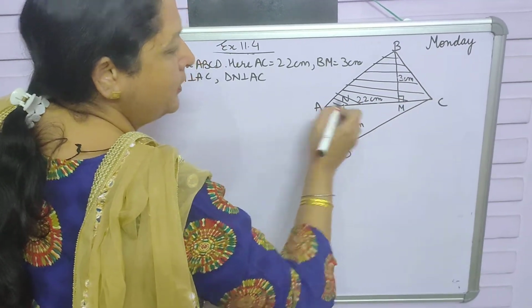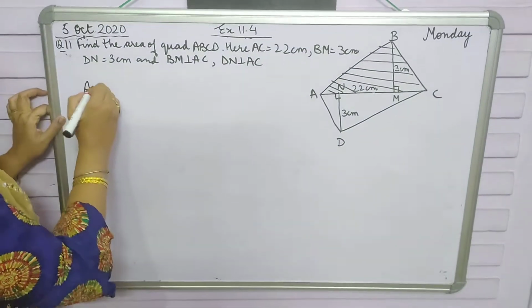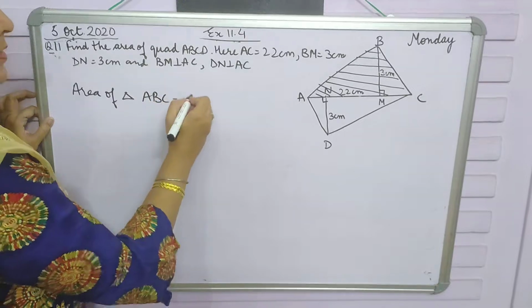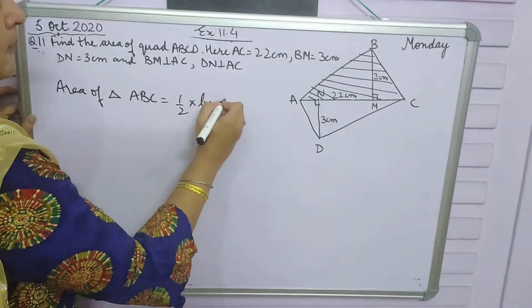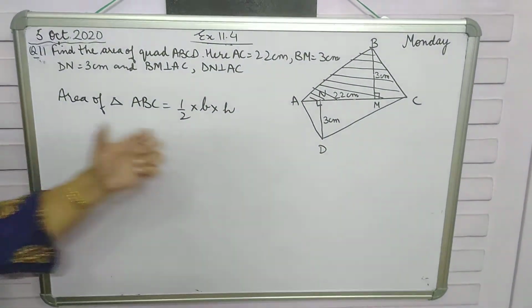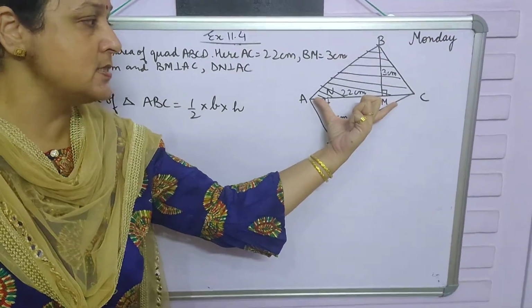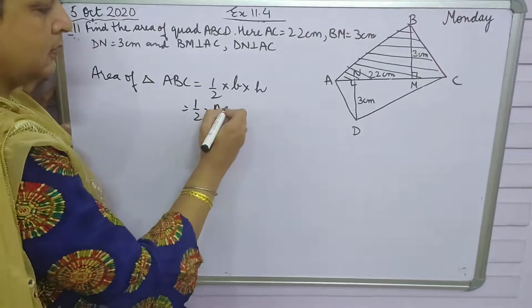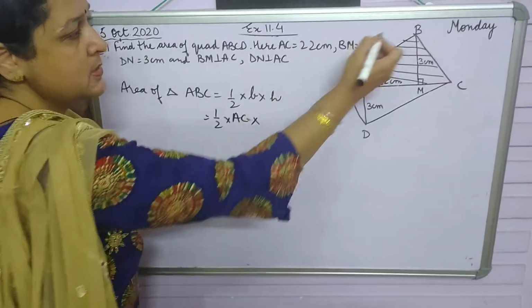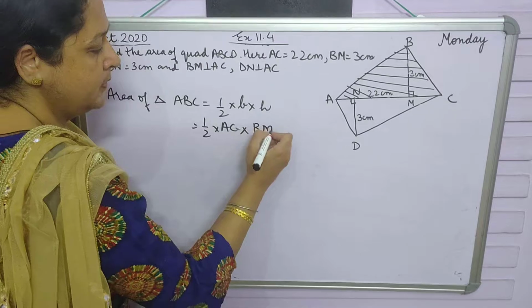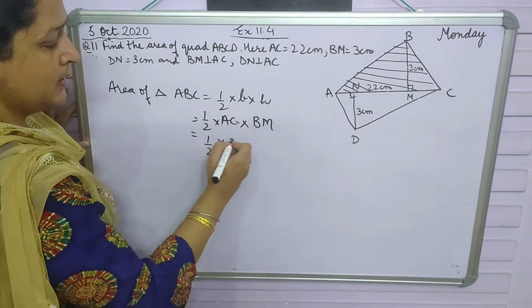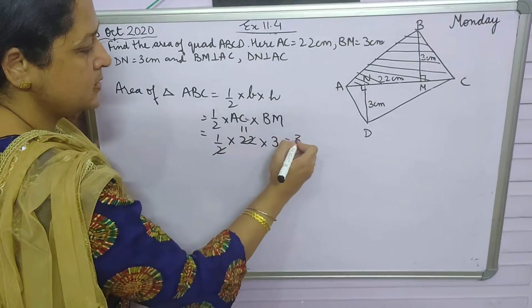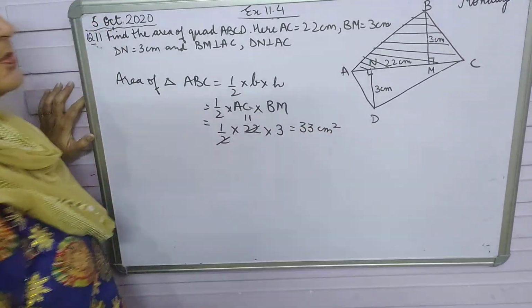Now what is the area of triangle ABC? The formula is half into base into height. Now how much is the base? Base is AC, and how much is the height? Height is BM. Both these things we know. AC is 22 and BM is 3. So it is 33 centimeter square.